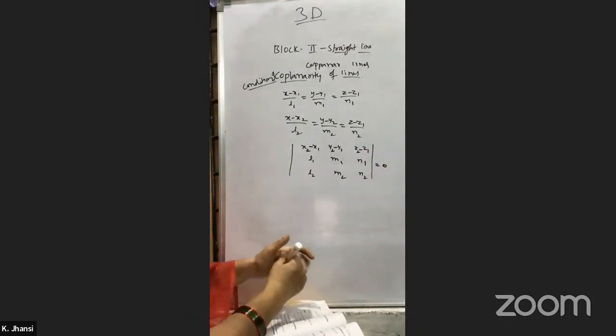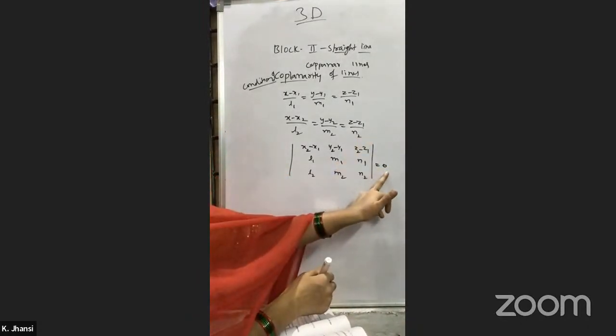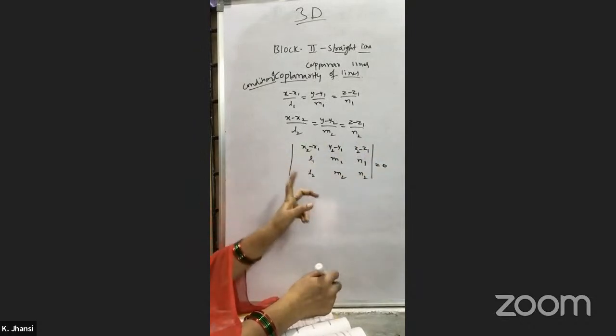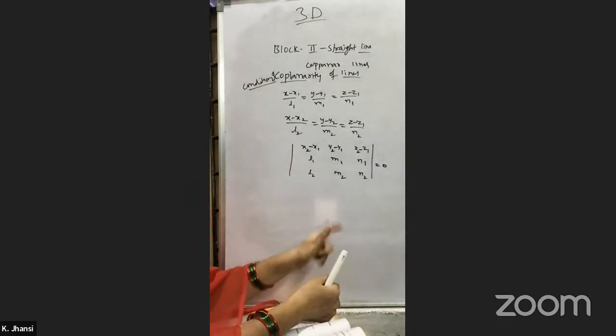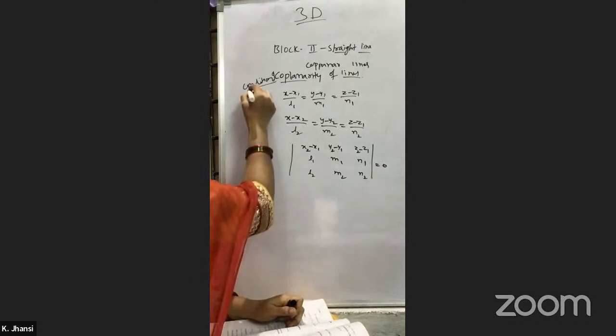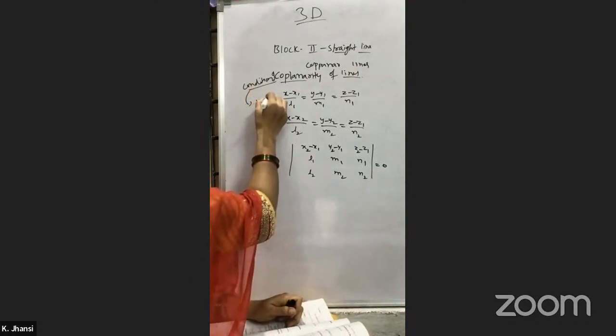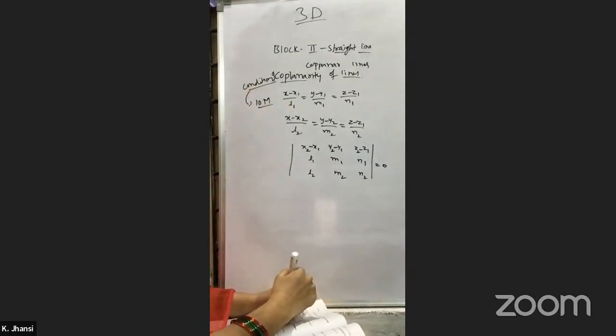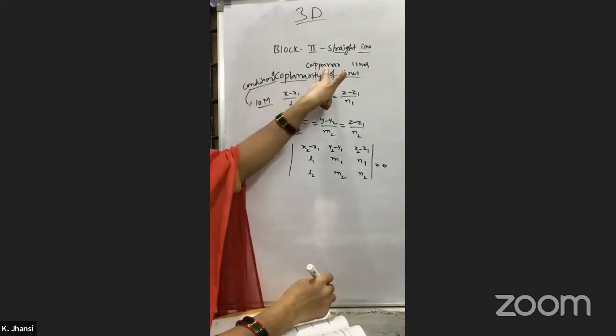If, after finding the determinant of this one, you get the value as 0, then the two lines are called coplanar lines. This is a 10 marks question. You will get a 10-mark question on the coplanarity of lines.